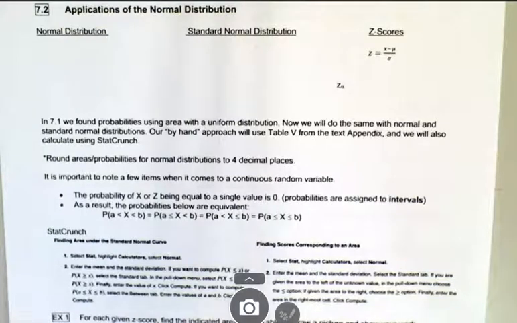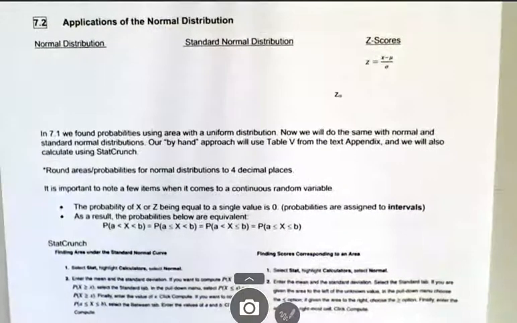All right. So, today we're talking about the applications of the normal distribution, and I apologize for the lower tech video, but my bamboo tablet and pen are at home because I was not expecting us to need to do this today. So, sorry about that.